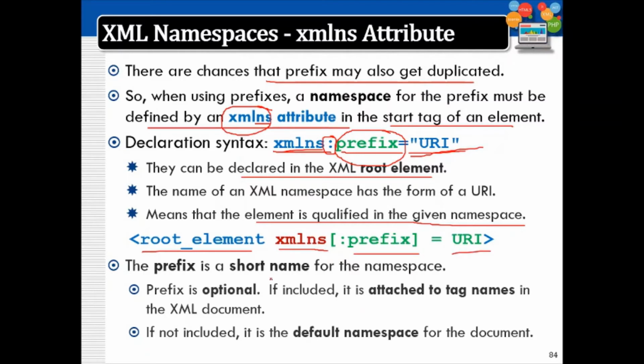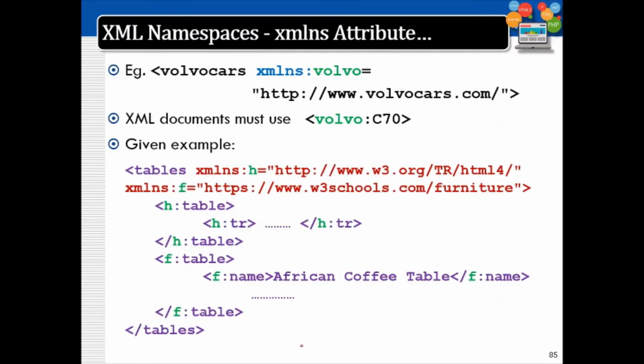The prefix is nothing but a short name for the namespace. It is optional too. We can skip that too. That means if we skip it, all the elements will belong to a default namespace specified by this URI. If we specify the prefix, we have to attach the prefix to tag names. Otherwise, you can skip it.